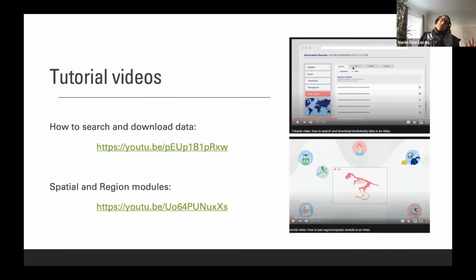And then we have the third communication, which aims at people outside the community. The main goal is to explain what the community is and what a living atlas is. So we made two tutorial videos. One shows how to search and download data, and the other shows what spatial is and what the spatial and region models are. Both videos use a generic data portal, what we call the World Living Atlas, and it's just the first step to know about the project.